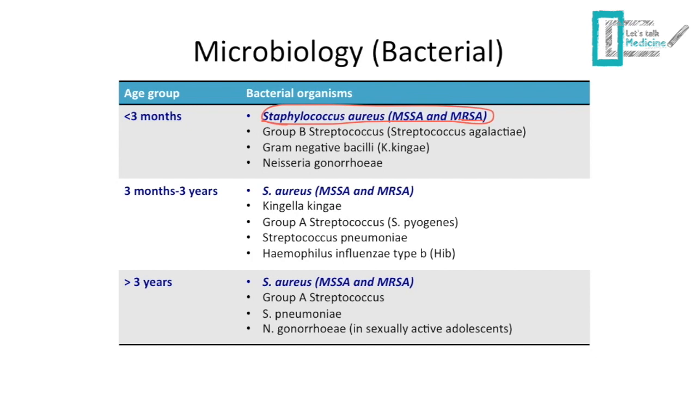From 3 months to 3 years, we have other organisms like group A streptococci, Streptococcus pneumoniae, and Haemophilus influenzae in people who have low immunization rates. In those more than 3 years and in adults, we have group A strep, pneumoniae and Neisseria gonorrhoeae as other causes apart from Staph aureus.